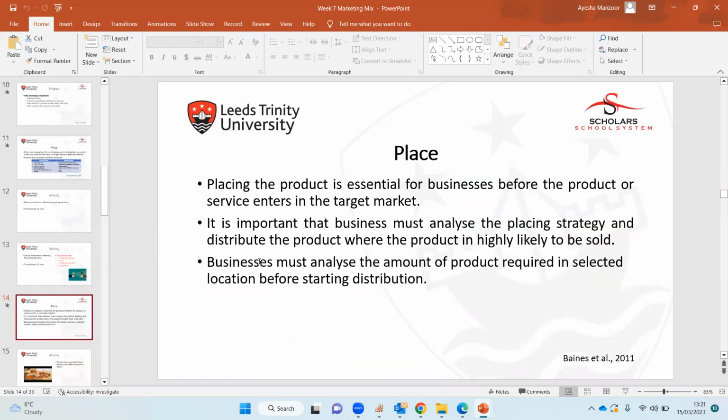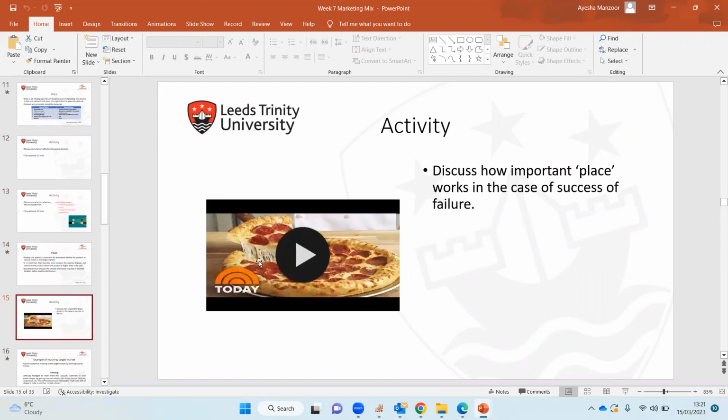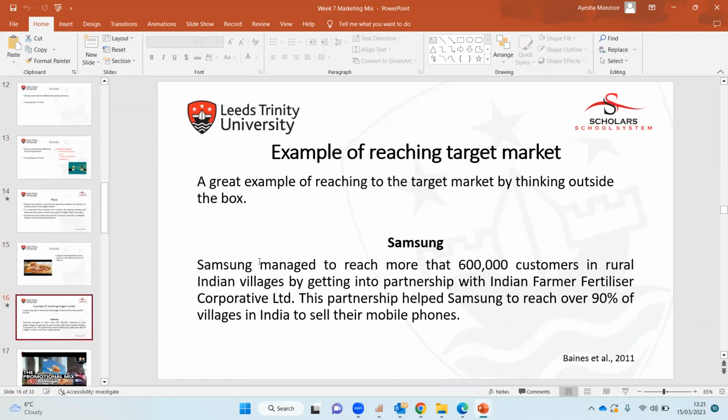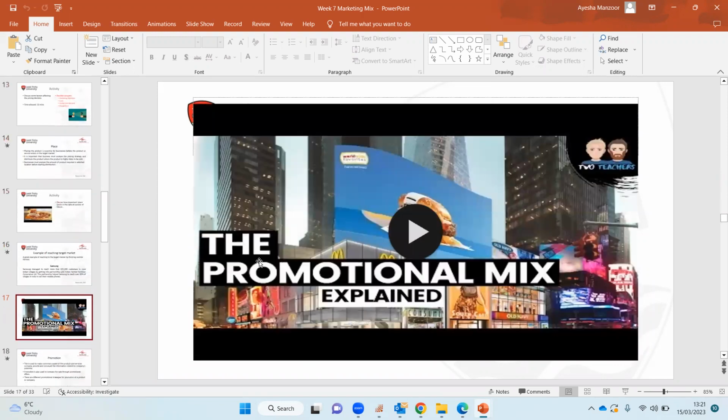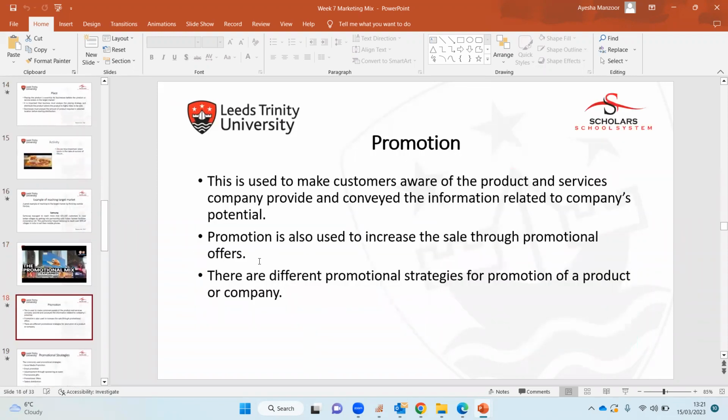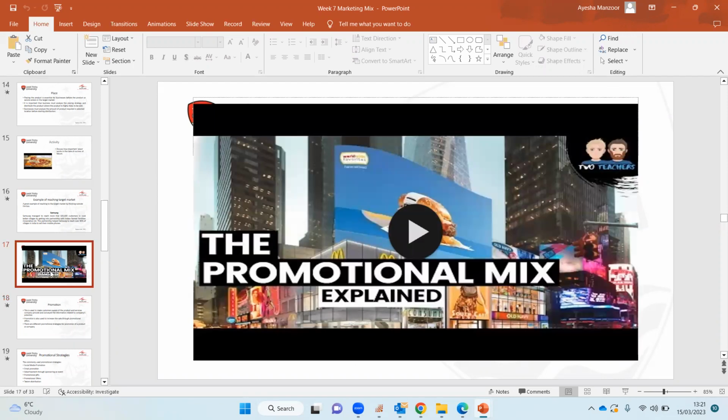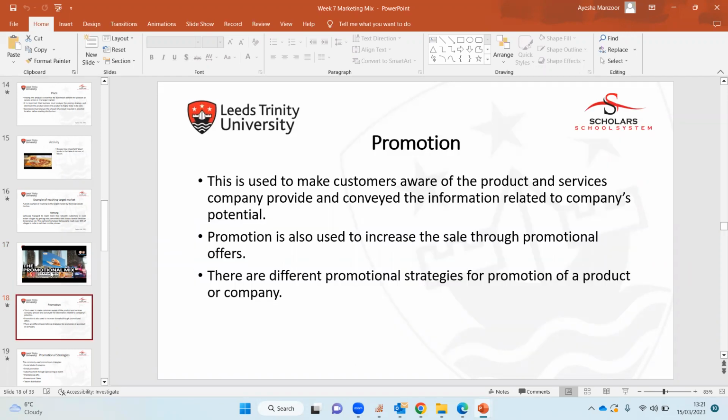And then we discussed the place strategies, and there was an activity on the place, and we discussed examples of reaching the target market. We discussed Samsung, and then we discussed the promotional mix, and there is a video on promotional mix strategies.